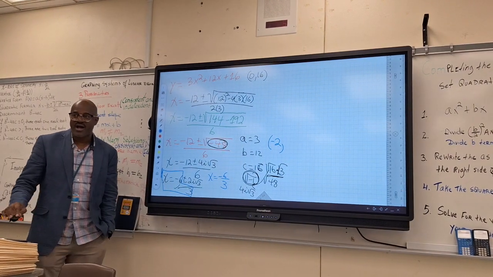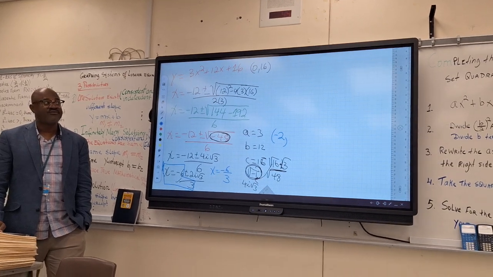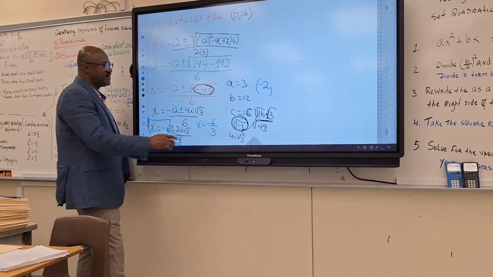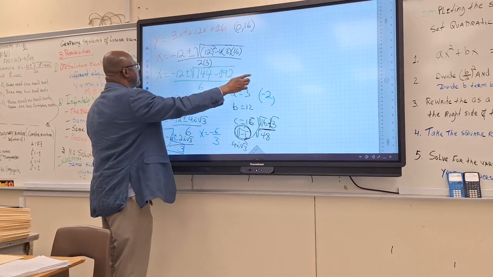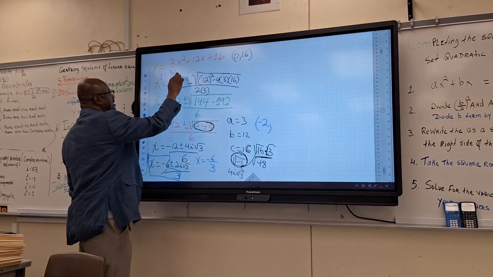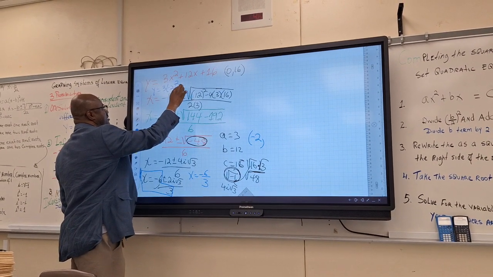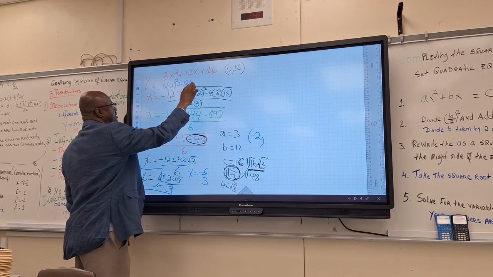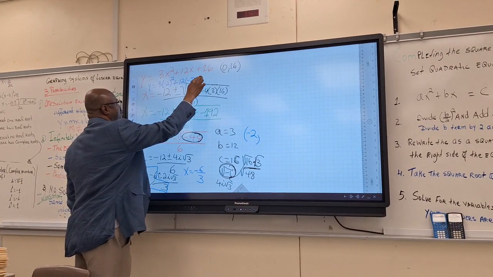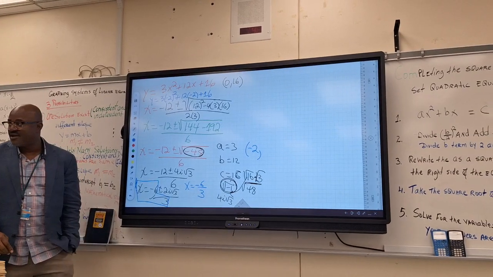Now we need to find y. How will you find y? You have to plug it into the original equation again. You take negative 2 and replace it here, so you will have y equals 3 times negative 2 squared plus 12 times negative 2 plus 16. So we have to evaluate that.